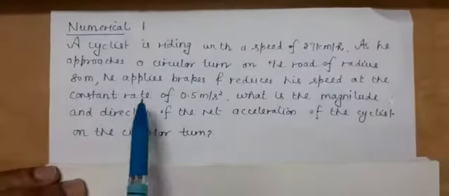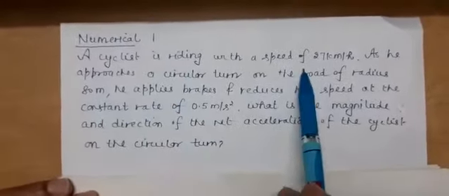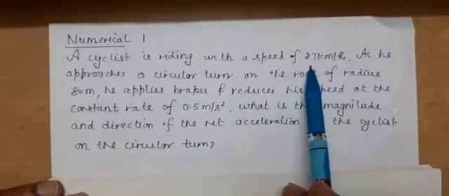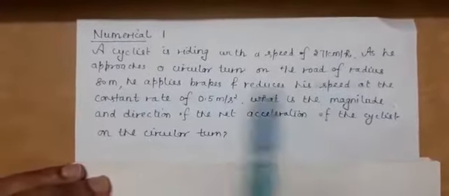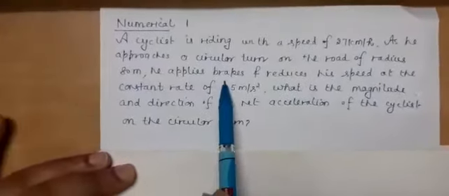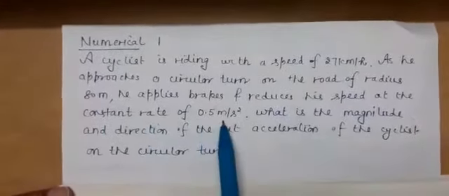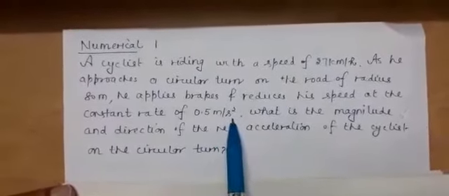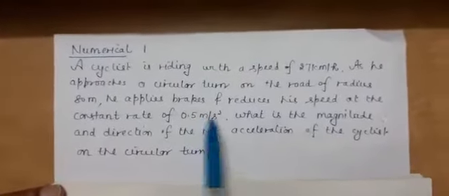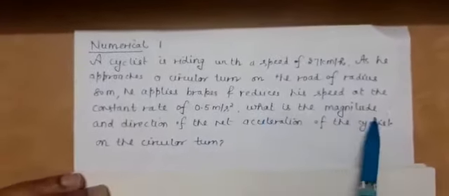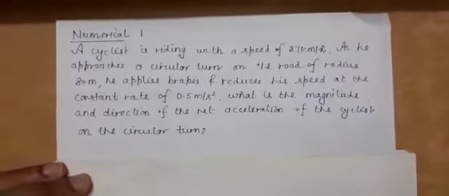Now this is an NCERT exercise numerical, quite important. A cyclist is riding with a speed of 27 km per hour. As he approaches a circular turn on the road of radius 80 meter, he applies brakes and reduces his speed at the constant rate of 0.5 meter per second square. See, within these two lines, very important information has been given. So let me read the question first. What is the magnitude and direction of net acceleration of the cyclist on the circular turn?